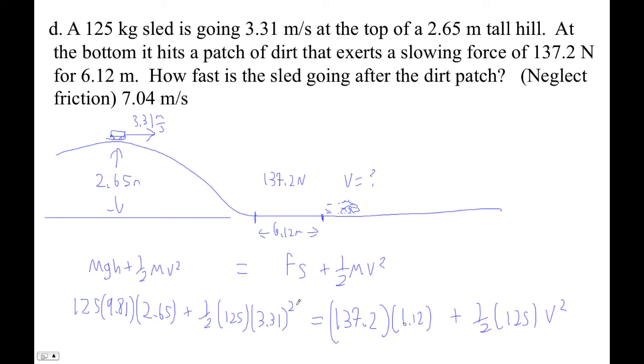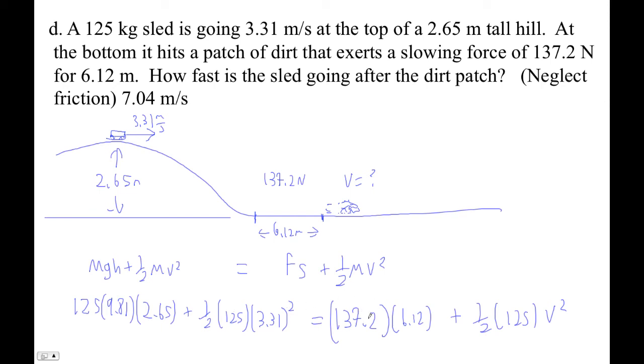Let's see. Okay, I'm going to start on this side here. I'm going to go 125 times 9.81 times 2.65, and I'm going to add this plus 0.5 times 125 times 3.31 squared. Let's see if that's in fact what I typed. Indeed it is.